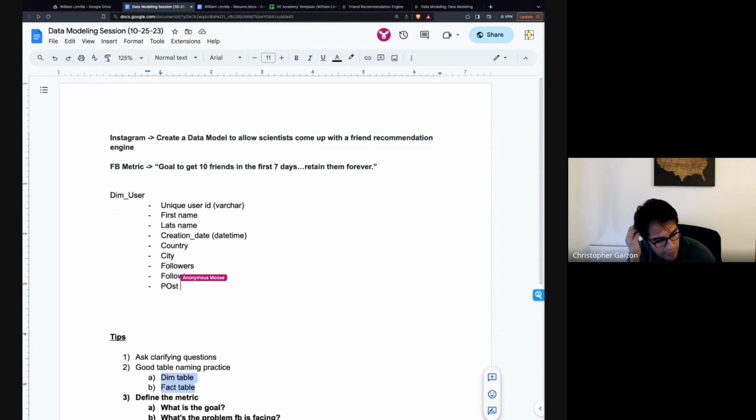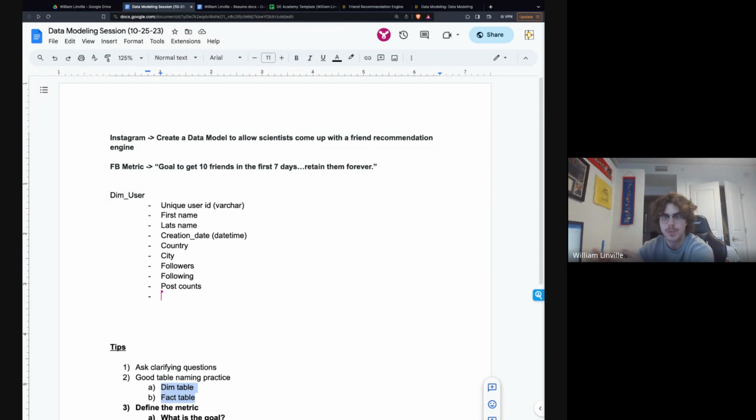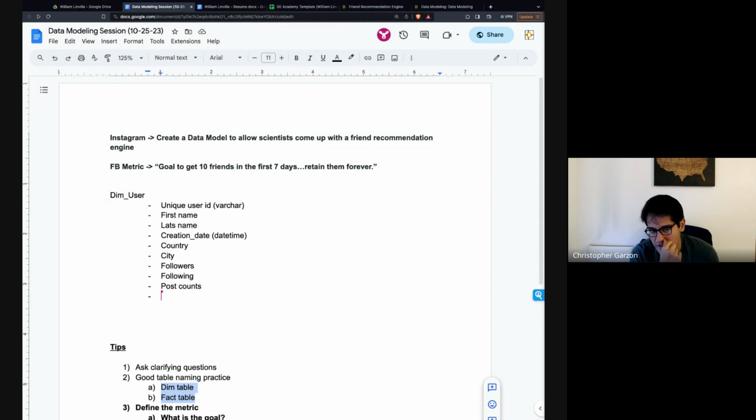Like the post number? Yes. Post count. I assume that these would be either real time or batch, it wouldn't really matter because our data would be updated every single day. So I feel like we could update our followers and following and post count so that we're getting essentially, in that day or in that week, when we're running this model, we can look at. How does that answer the question? How does that help with the question?